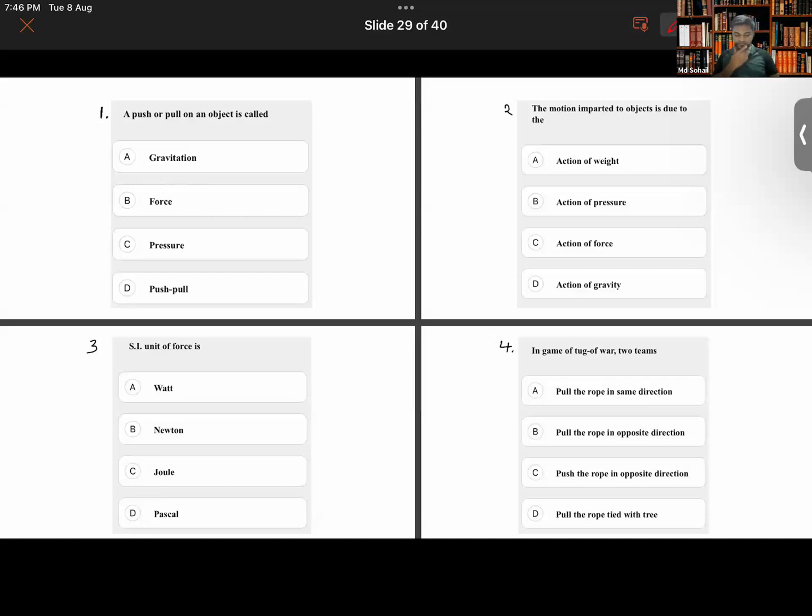A push or pull on an object is simply called force. That is the definition of force. The motion imparted to objects is due to the action of force. Exactly, a force is being applied on it, that's why it is able to move. It is not due to the action of pressure. Pressure is a different thing, force per unit area. Force is applied on the whole object.